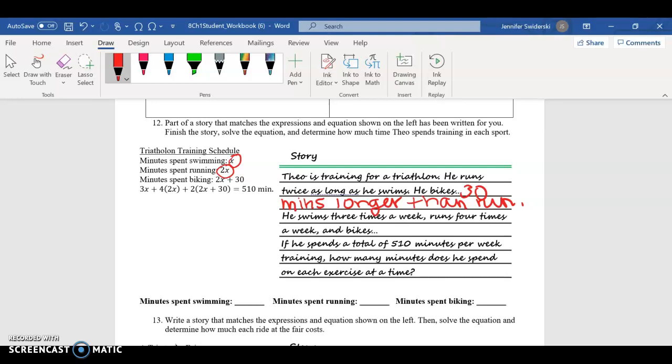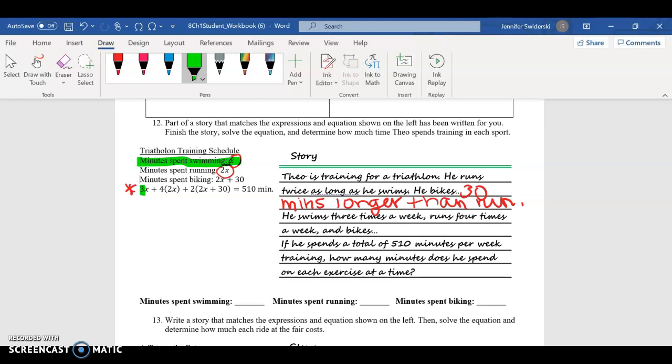Well, let's think about this. In this equation, it says he swims 3 times a week. Where do we see that he swims 3 times a week in this equation here? Well, yeah, that's 3, right? So 3x would represent his 3 times a week. It says he runs 4 times a week.